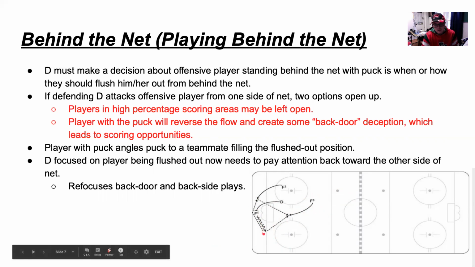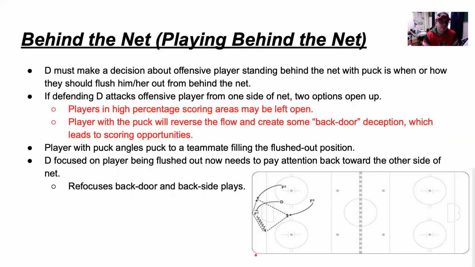So F1, okay, F1 can come in, make a skate, and then look for F2 to go in behind the net. Okay, so the player with the puck angles the puck to a teammate, filling the flushed out position. And D, focus on the player being flushed out, needs to pay attention back toward the other side of the net, which refocuses the backdoor and backside plays.